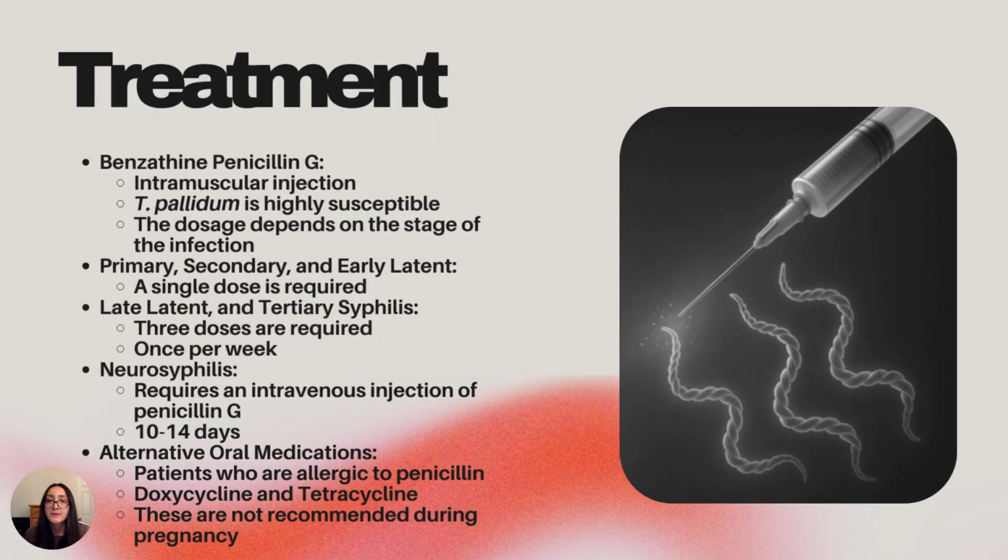The main treatment for syphilis is benzathine penicillin G, and it is given as an intramuscular injection. Treponema pallidum is highly susceptible to penicillin, which is why it's the preferred treatment. And the dosage depends on the stage of infection. For primary, secondary, and early latent syphilis, a single dose is required. For late latent syphilis or tertiary syphilis, 3 doses are required, 1 injection per week for 3 weeks.